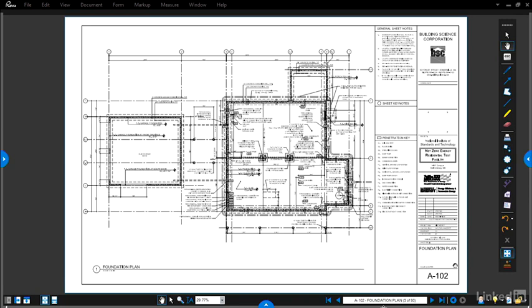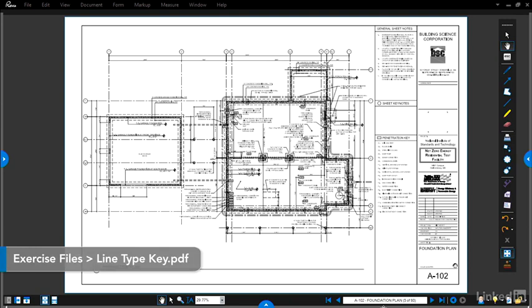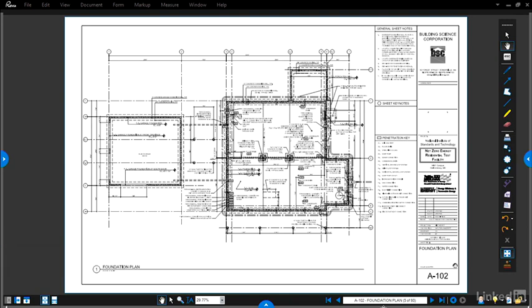But what I want to do now is start on this project's foundation plan on sheet A102 to introduce you to some of the different lines and symbols that you might see on a typical set of construction drawings so we can talk about what they mean. Now, for future reference as we progress through this course, we've also provided you with a separate exercise file of what some of these line types represent.